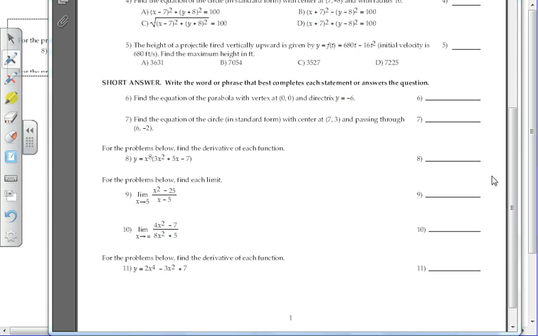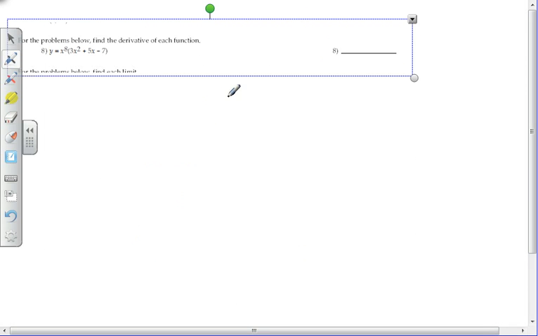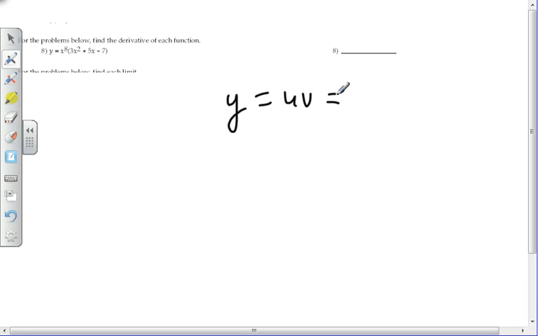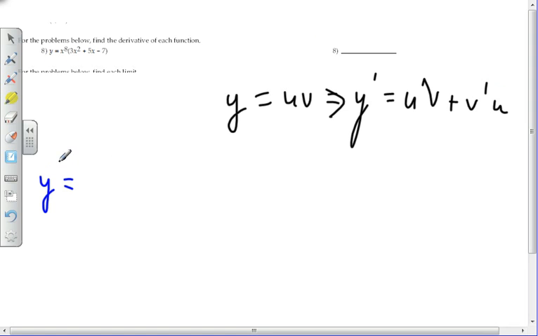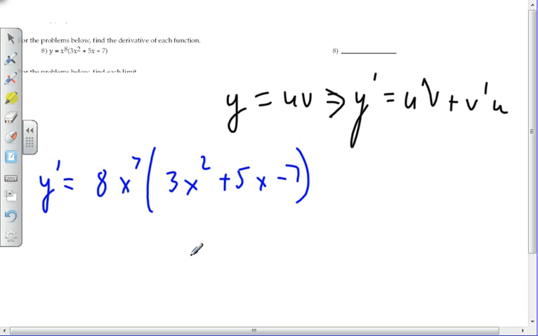For the problem below, find the derivative. Okay, it looks like I'm in the form y is equal to uv, so I'm going to say that y prime is u prime v plus v prime u. So I'll change colors and write down the answer. y prime is equal to 8x to the 7th times 3x squared plus 5x minus 7 plus x to the 8th times 6x plus 5.